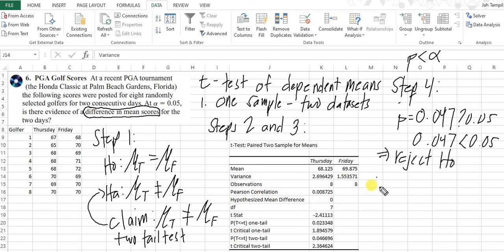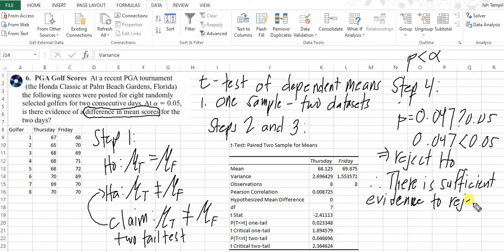Therefore, our conclusion would be there is sufficient evidence to reject H0. Therefore, is there evidence of a difference in the mean scores? The answer is yes. There is evidence of a difference in the mean scores.